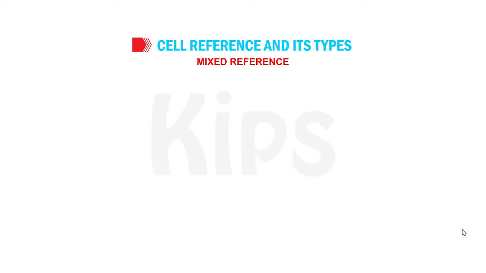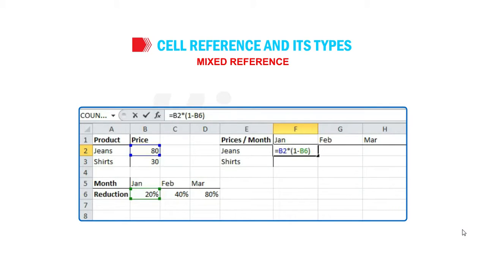Now the third type of cell reference is mixed reference. It is a combination of relative and absolute reference. In this type of reference, either the row or the column has to remain fixed. $A1 plus $A$2 is an example of mixed reference.